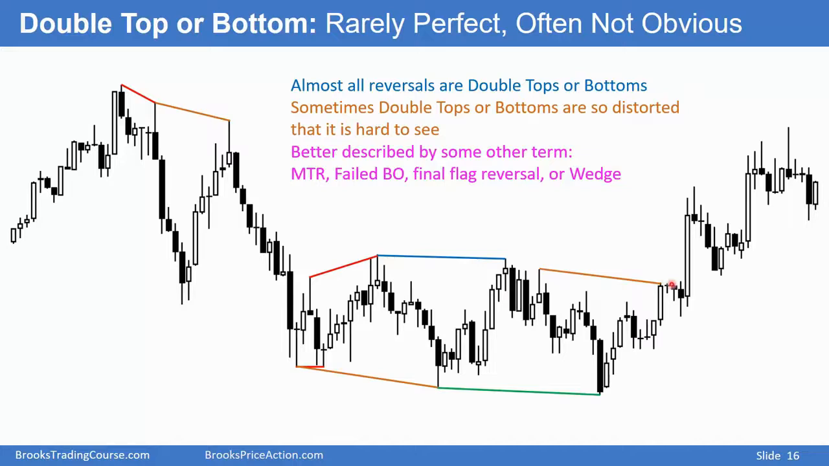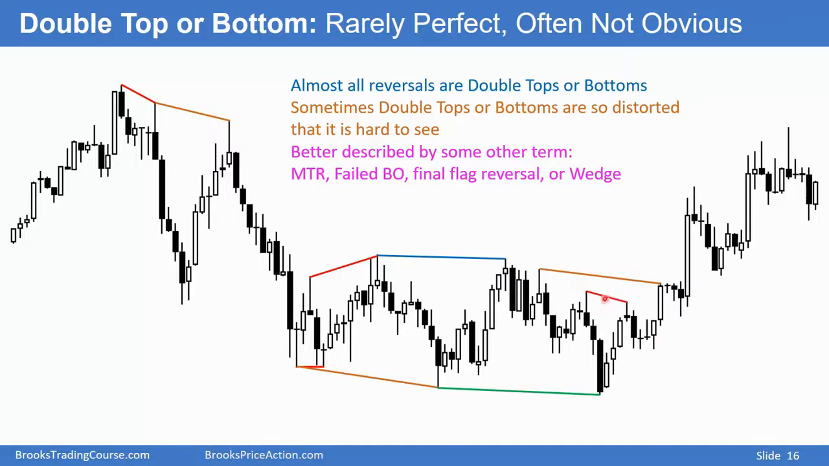The bears again tried to get a double top with this high or that high, or this high and that high. And the bears tried to get a reversal down, but this bull breakout was too strong, and this became a pullback from this breakout, and then ultimately led to a successful breakout above the top of a 50-bar trading range.